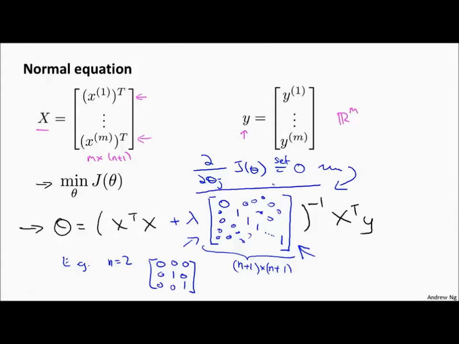Once again, I'm not going to show this derivation, which is frankly somewhat long and involved, but it's possible to prove that if you are using the new definition of J of theta with the regularization objective, then this new formula for theta is the one that gives you the global minimum of J of theta.